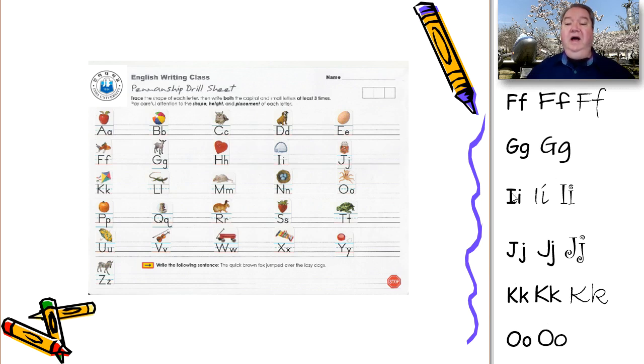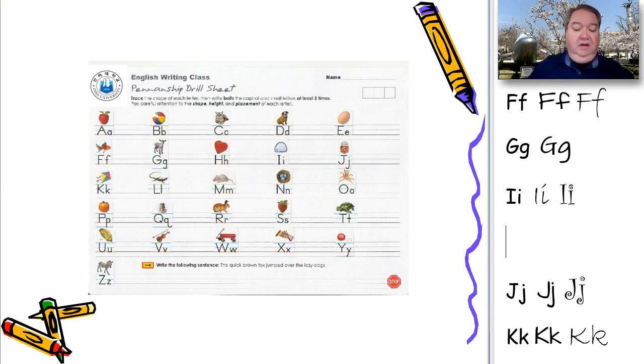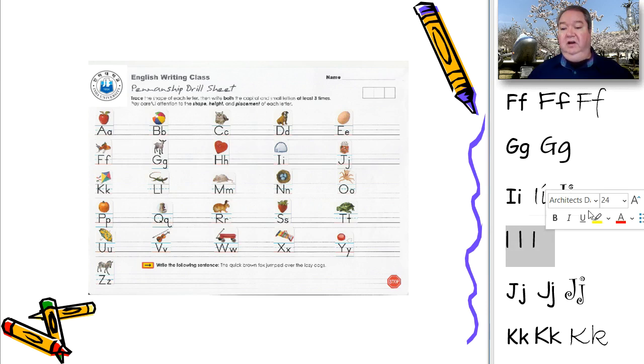Capital I, you can do the 1, 2, 3 lines, okay, like they have here as well. That's the most clear way to write it, because, as you know, of course, in certain fonts a capital I and a lowercase l and the number 1 can all look exactly the same, or very, very close to it, okay? And this font here is called Architect's Daughter.